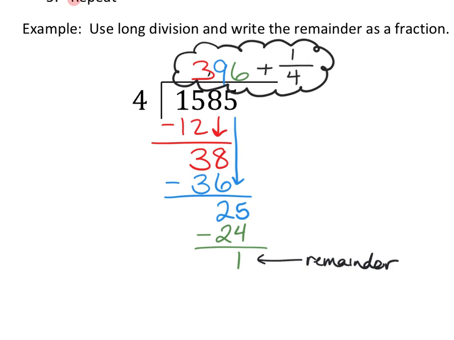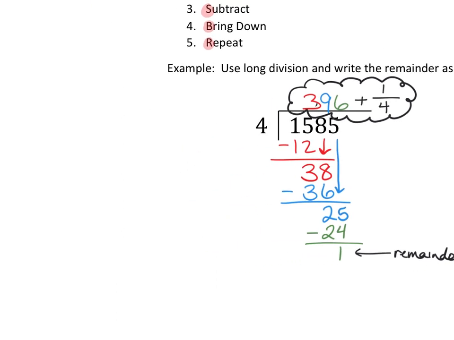So 1,585 divided by 4 is 396 plus 1/4, or 396 and 1/4, and a remainder of 1. Those are the sort of things we're doing. Does that sound familiar from something we've learned like ages ago? Sort of, maybe, hopefully. Can I give you one to try?